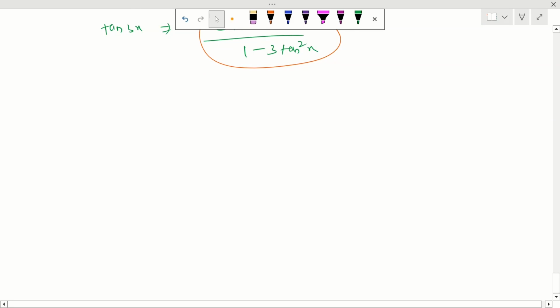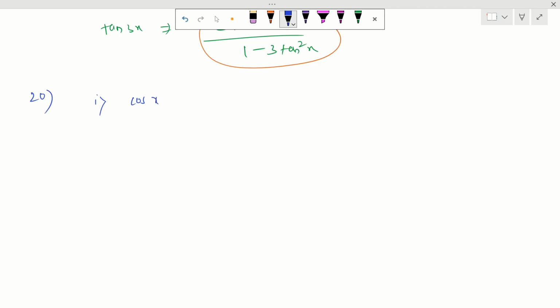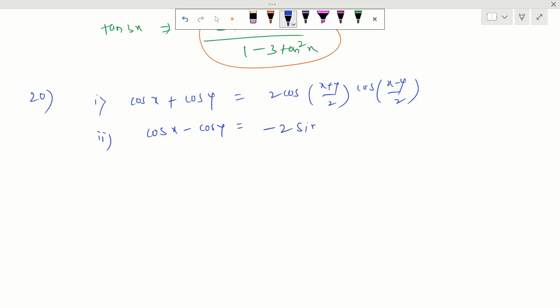Now we come to the 20th expression. In the 20th expression we need to prove four things. First, cos x plus cos y is equal to 2 cos of (x plus y) by 2 times cos of (x minus y) by 2. And the second one is cos x minus cos y is equal to 2 sin of (x plus y) divided by 2 times sin of (x minus y) by 2.